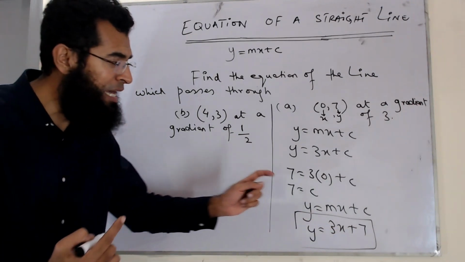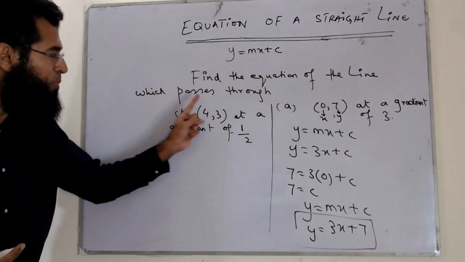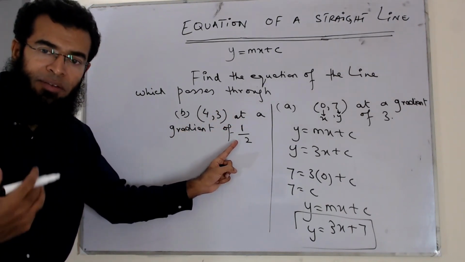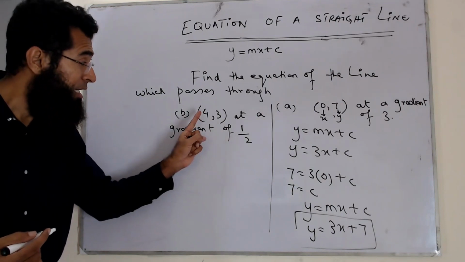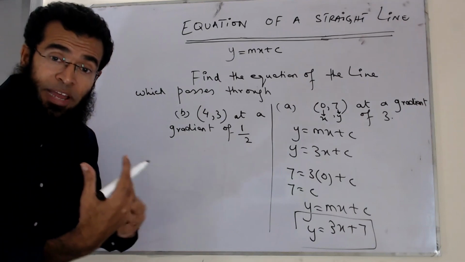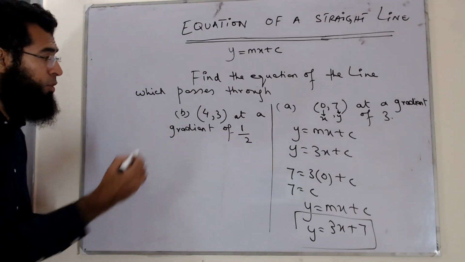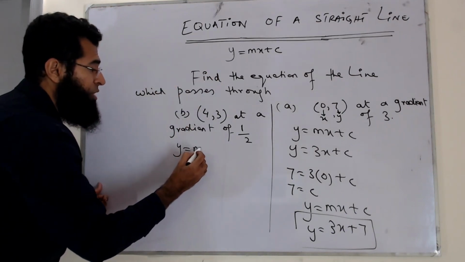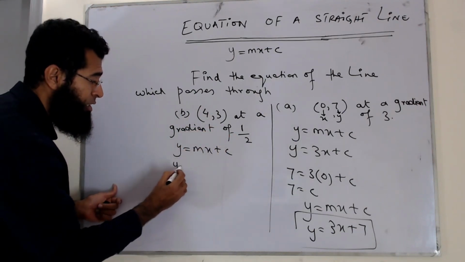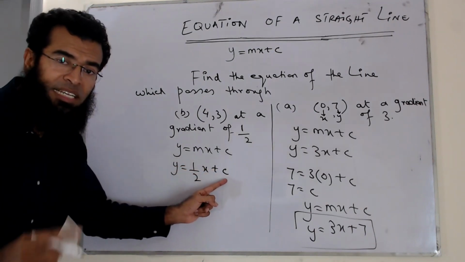Let's have a look at a very similar question. Again, find the equation of the line which passes through this point, having a gradient of half. So again, a line passes through this point. That means this point would satisfy the equation of the line, right? It would fulfill the equation. So again, what is the standard equation of a straight line? y is equal to mx plus c. We have the gradient, just plug in the value of the gradient. We have to evaluate c, the y-intercept.